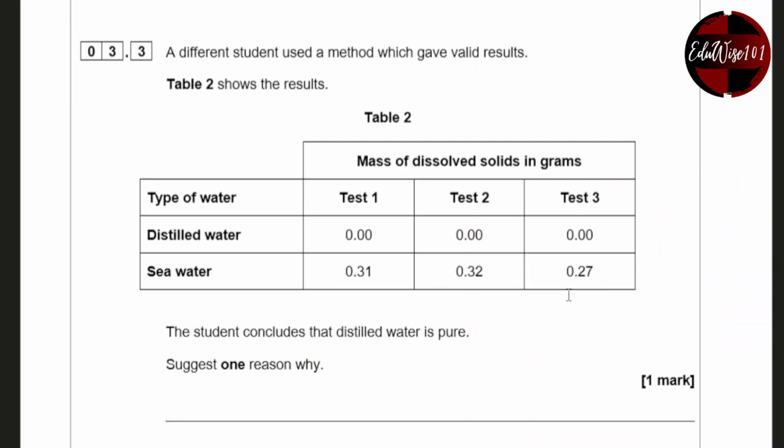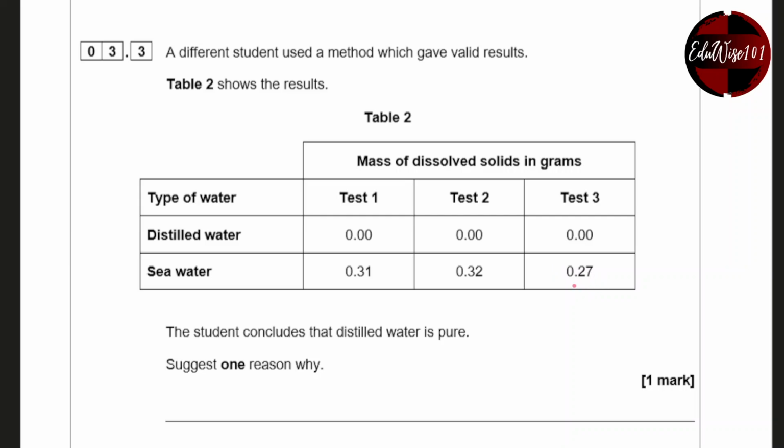A different student used a method which gave valid results. Table 2 shows the results. So type of water, test 1, 2, and 3. Distilled water, there's no dissolved solids. Seawater, first time is 0.31, 0.32, second time 0.27, third time.